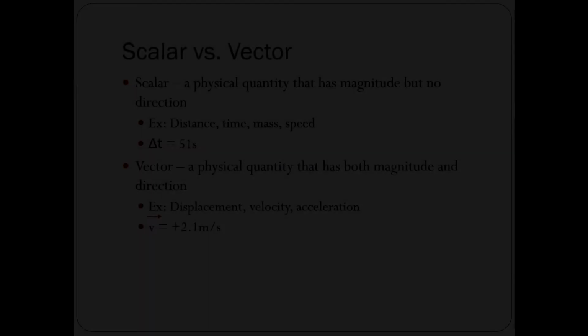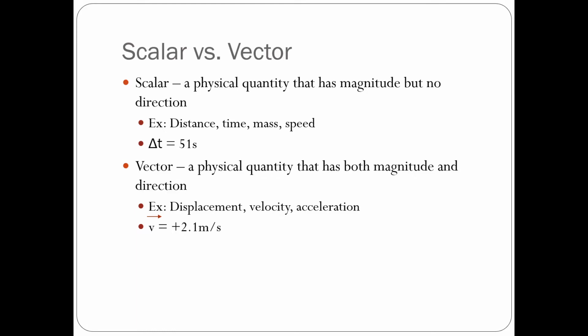Let's begin. A scalar is a physical quantity that has magnitude but no direction. Scalars that we have dealt with previously are distance, time, and speed. For example, time could be expressed as delta t equals 51 seconds, but we would never put a direction with time.